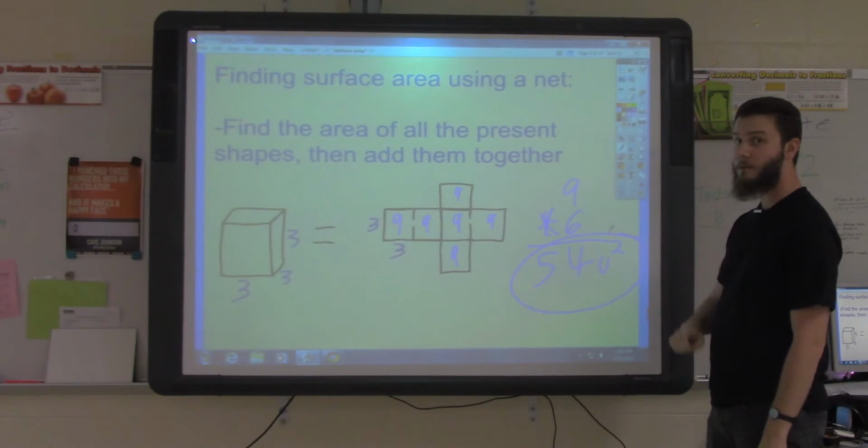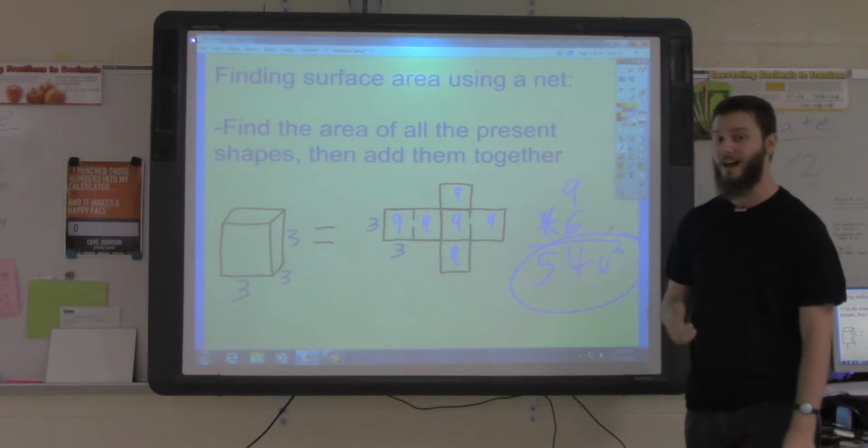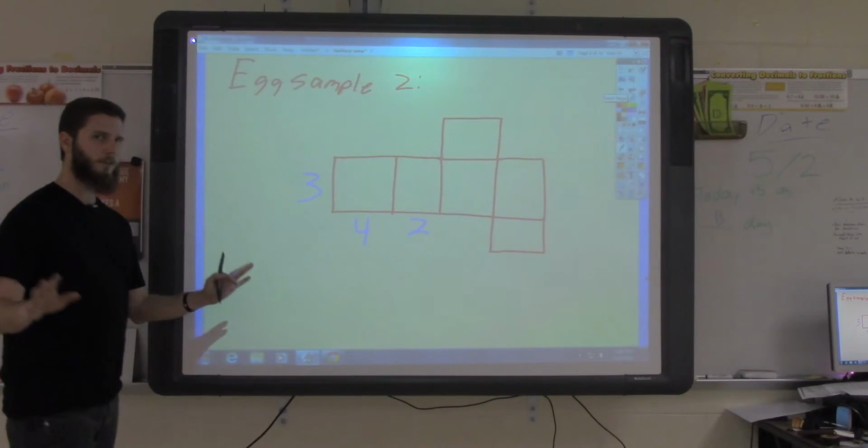All right, you're not going to be calling this 54 units cubed. We are finding surface area. We are not finding volume anymore. Moving on to example number 2.